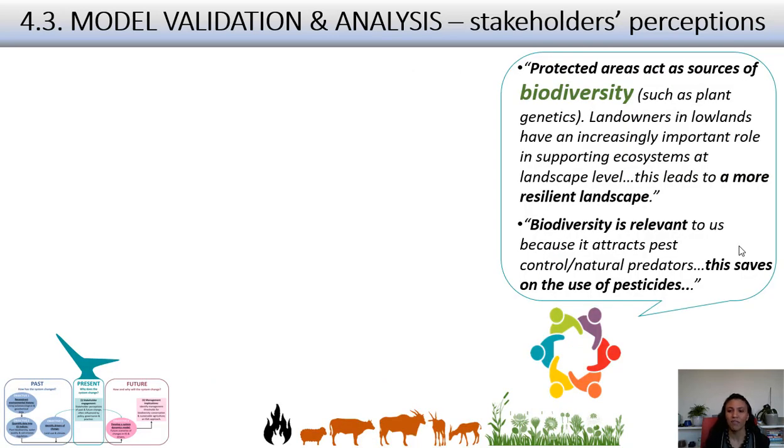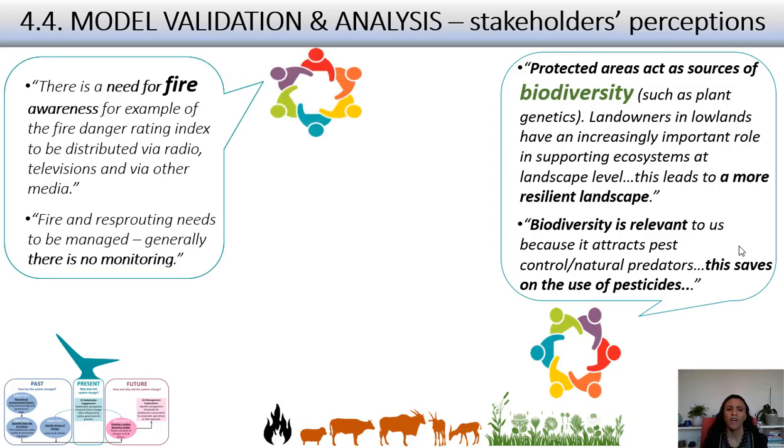So some of the insights that came out of the workshop in terms of mental models: they really value biodiversity, and they see it as an asset that will make the landscape a lot more resilient, and there are also social and economic benefits. However, with fire, they mentioned quite a few systemic issues, such as not having enough awareness raising with regards to the importance of fire and how it can be managed, as well as not enough training for controlling and preventing fires, as well as not having enough monitoring of what the impacts of fires are on biodiversity.